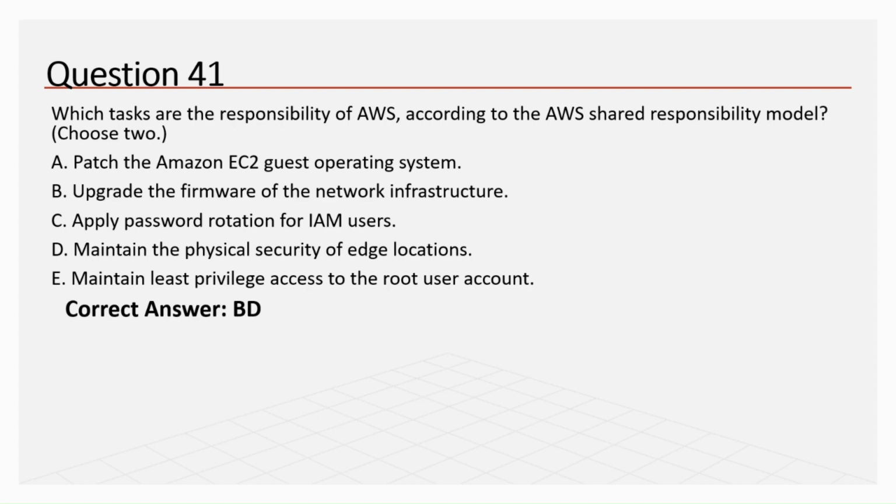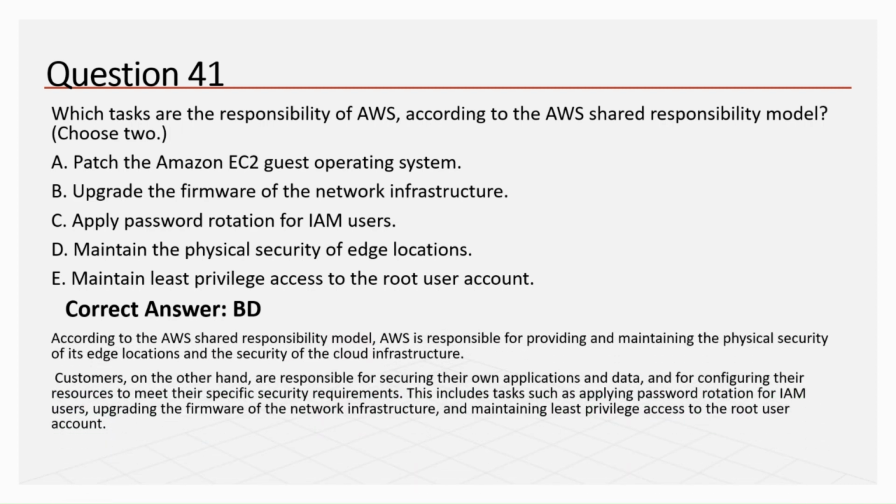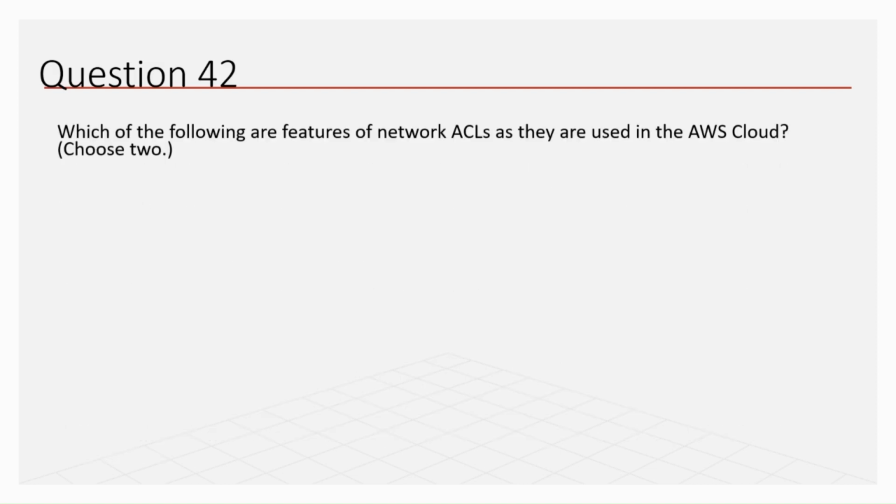That is, upgrade the firmware of the network infrastructure and maintain the physical security of edge locations. So, according to the AWS Shared Responsibility model, AWS is responsible for providing and maintaining the physical security of its edge locations and the security of the cloud infrastructure. Therefore, D is the option. However, customers are responsible for securing their own applications and data and for configuring their resources to meet their specific security requirements. So, that is the reason these two options are selected: upgrading the firmware of the network infrastructure will be the responsibility of AWS, as well as maintaining the physical security of the edge locations. Now, let's look into the next question.